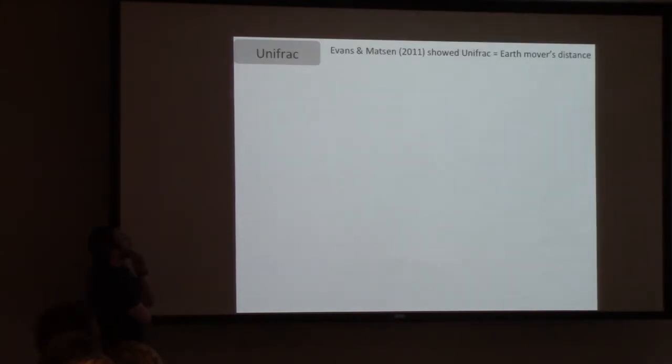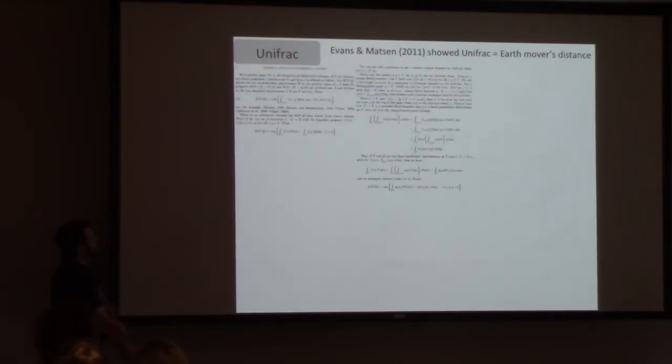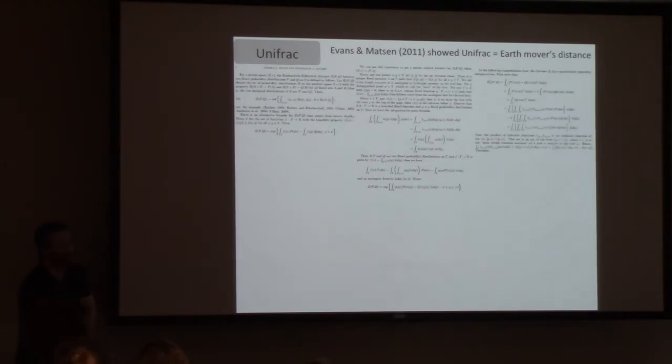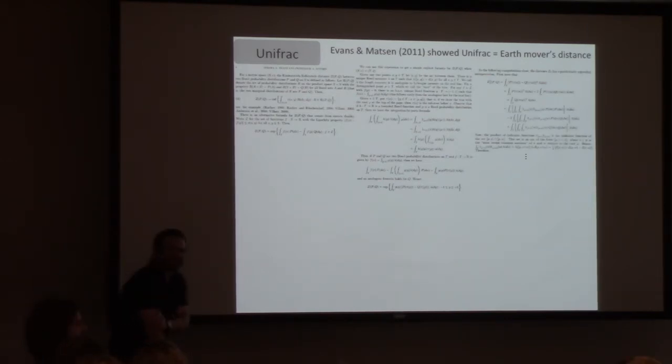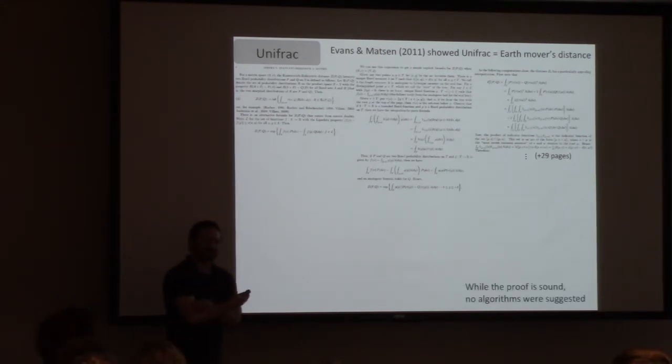6 years later, a mathematician and ecologist or statistician showed that UniFrac is Earth mover's distance. And this is a really beautiful paper that would be very fun to go through. But it's 29 pages, and I have like 5 minutes left. So unfortunately, you'll just have to believe that their proof is sound.